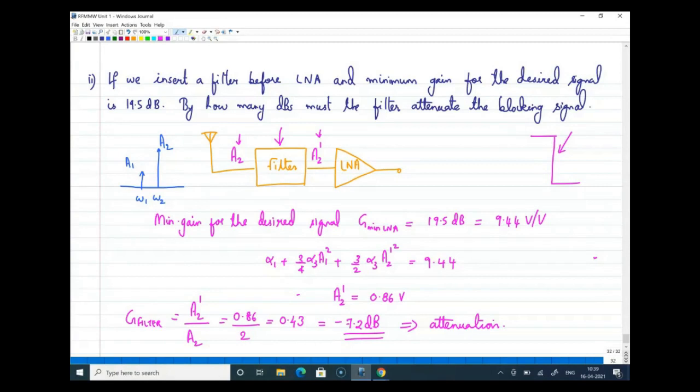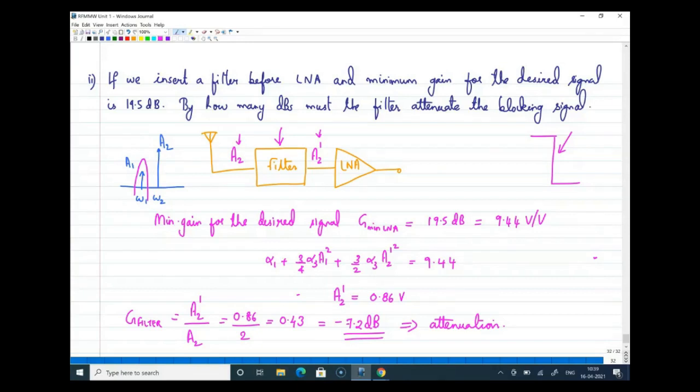Filter which can definitely have this kind of response. So I do have a filter with a pass band and stop band, but not with this kind of response. So whenever we employ a filter at the front end, we will not be able to selectively pick this single frequency.